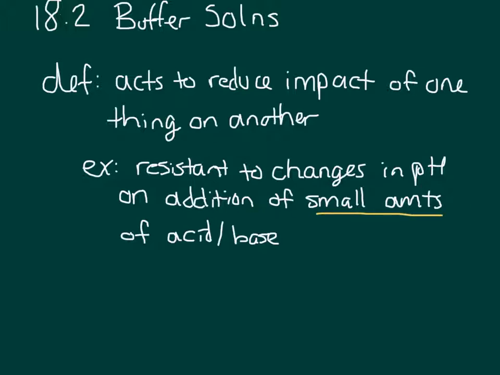If you dump a lot of acid or base into a solution that has a buffer, it will no longer have the buffering effect. It only has an effect for small amounts. Where this is important is ocean water, as an example. The ocean has a pH around 8 to 9, so it's actually considerably basic.